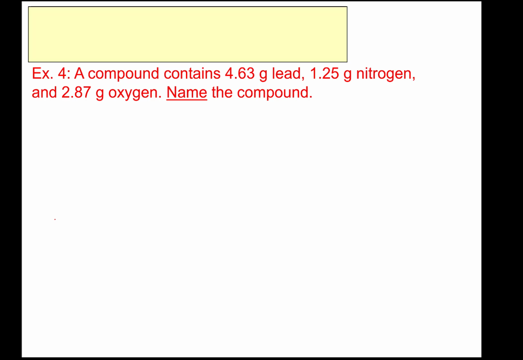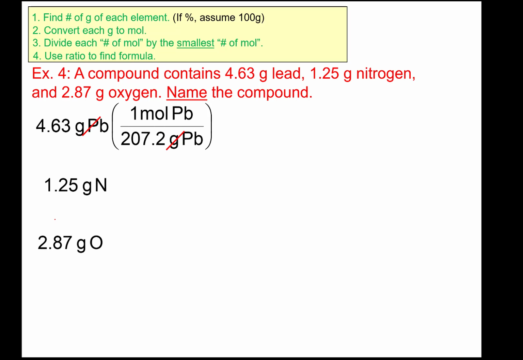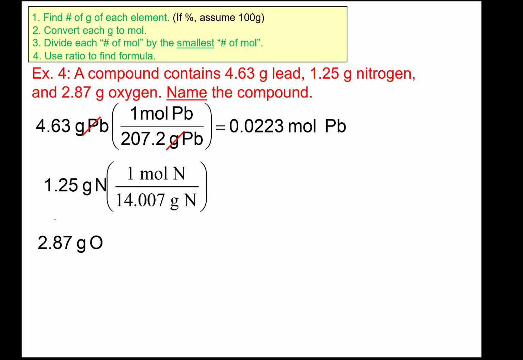Example 4. A compound contains 4.63 grams of lead, 1.25 grams of nitrogen, and 2.87 grams of oxygen. Name the compound. So here are our steps. We've got 3 different elements. We already know how many grams we have of each. So now let's divide by molar masses to get the moles. See, here we went to 4 decimal places, 0.0223. I like 4 decimal places, much better than 3.